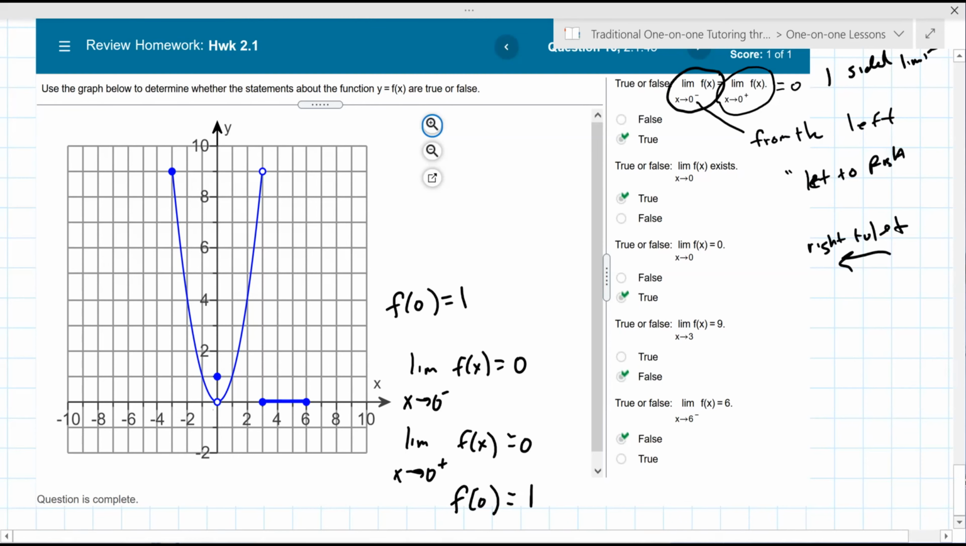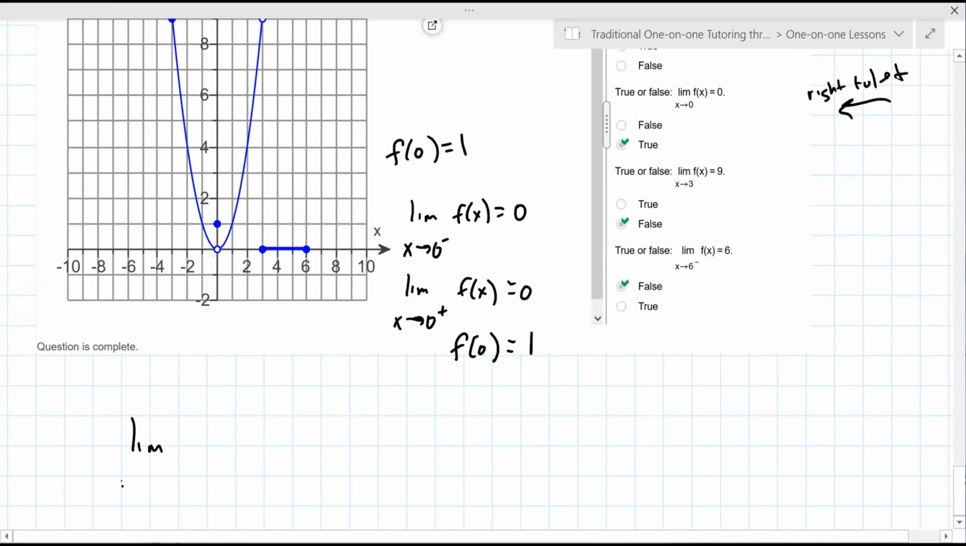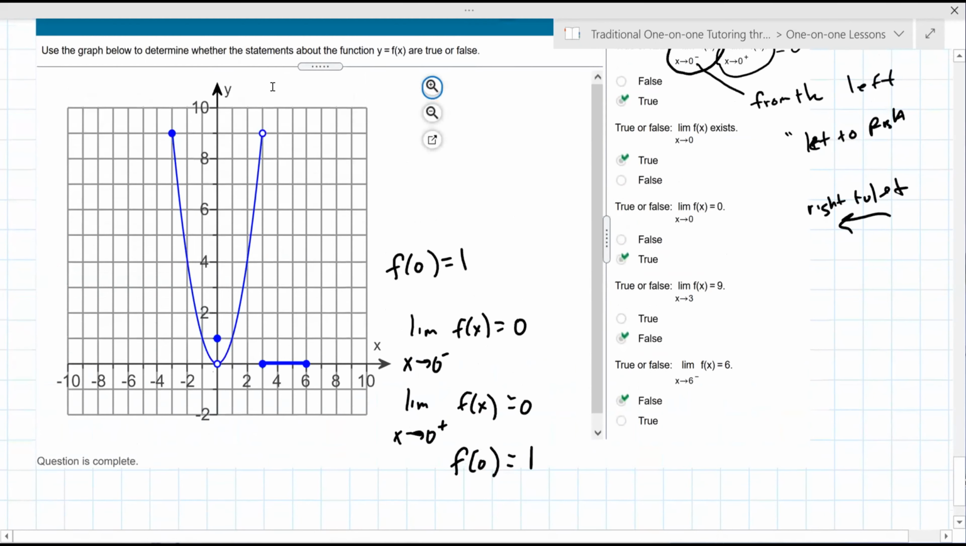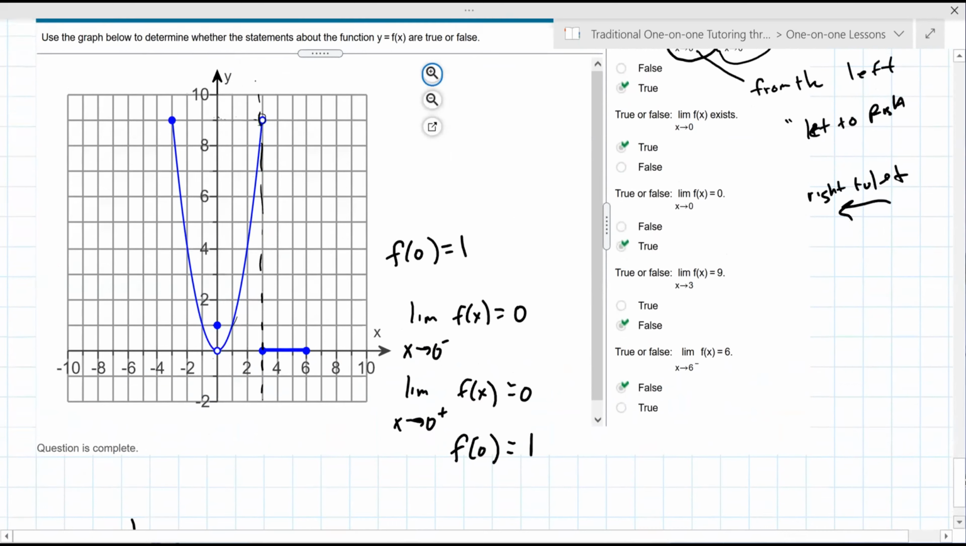We're going to ask the limit as x approaches three from the left. So here, let me get my mouse. Here is three. So from the left is this way. What's the y value there that it approaches? Nine. Nine, yeah. Okay, so from the left, it approaches nine.